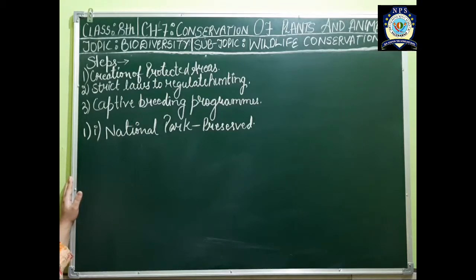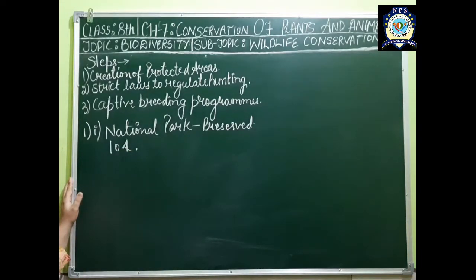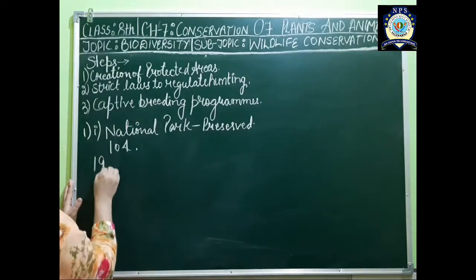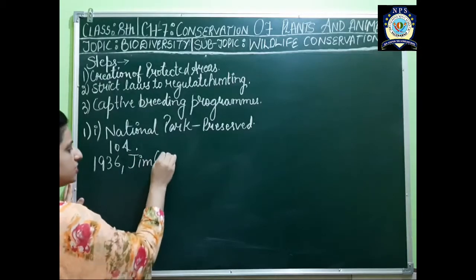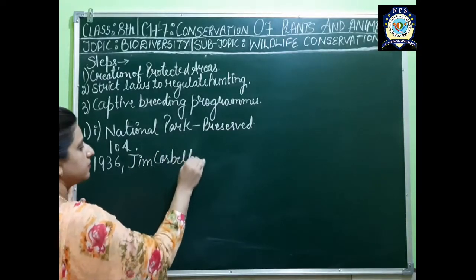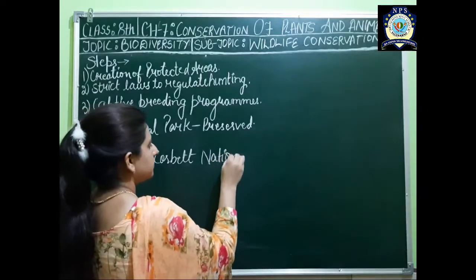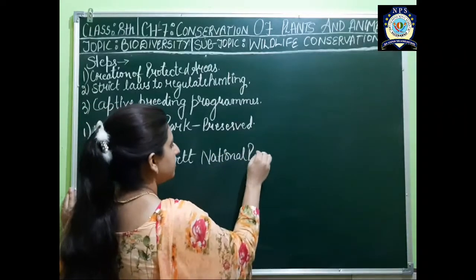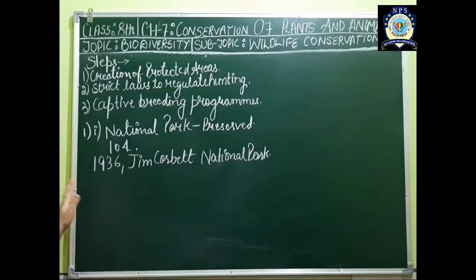Also, according to the survey of the year 2019, in India there are 104 national parks. The first national park established in India, in the year 1936, was Jim Corbett National Park, and this is in Uttarakhand.